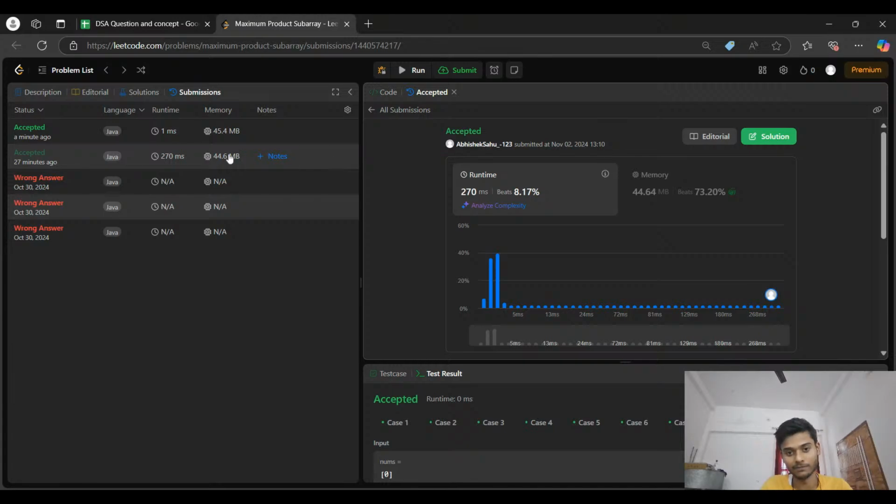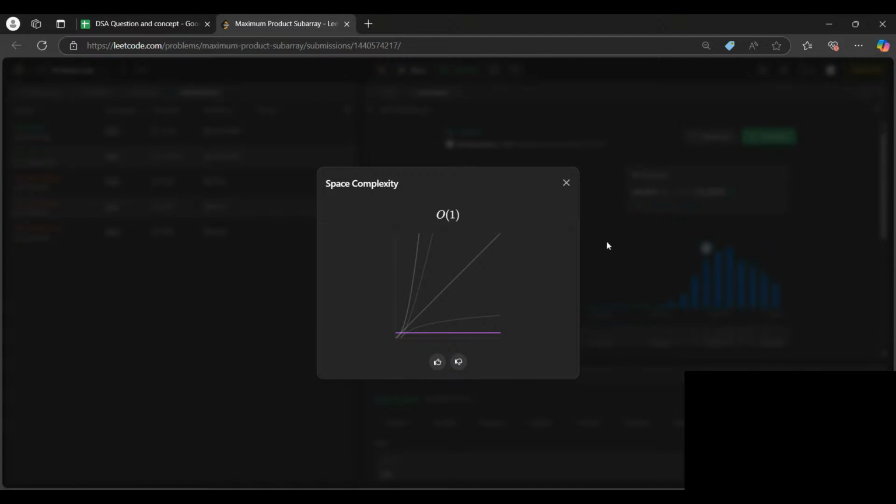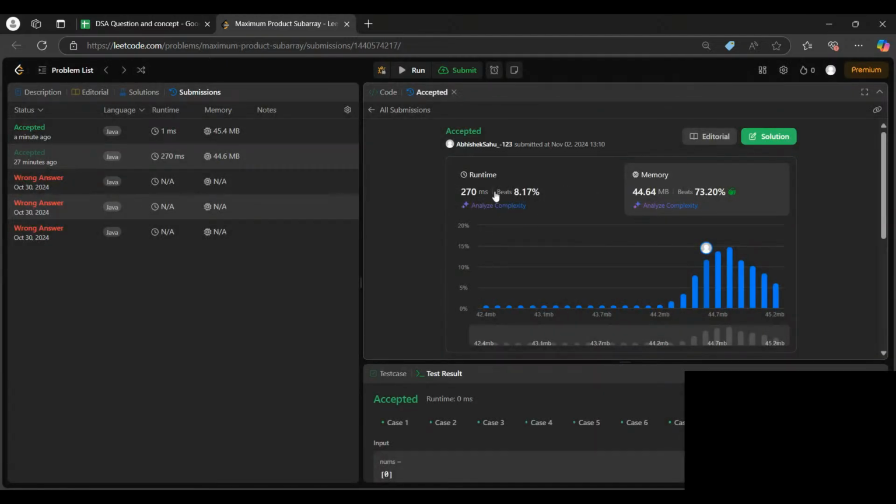It consumed 4.6 MB. You also see 4.46 MB. It consumed 4.55. This is a 1 MB difference. You beat 73.32% of people. Space complexity is O(1), right?